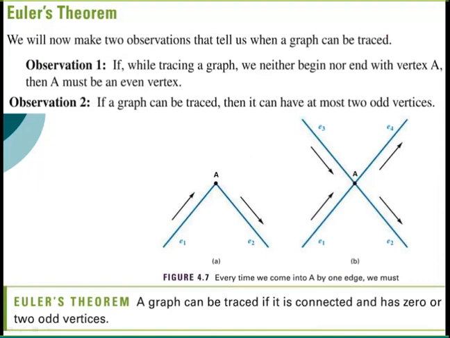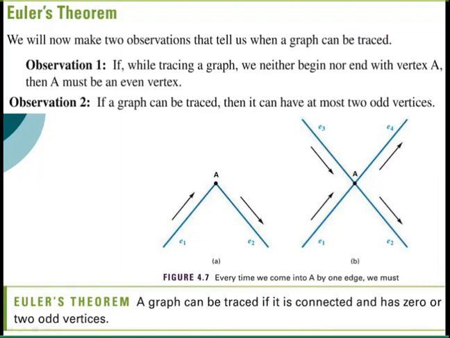Okay, so another observation. Euler, he's actually the guy that solved the bridge problem from earlier. He makes two observations here. Observation number 1: if while tracing a graph we neither begin nor end with vertex A, in other words, if I go here and then keep going past it, then A has to be even. If the graph can be traced, as we were saying before, without lifting up my pencil, then it has at most 2 odd vertices.